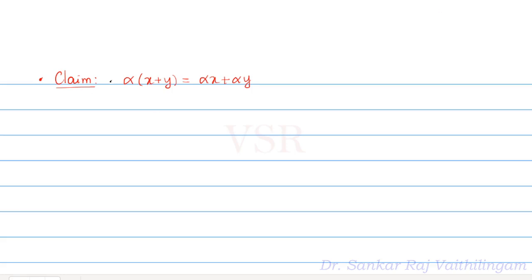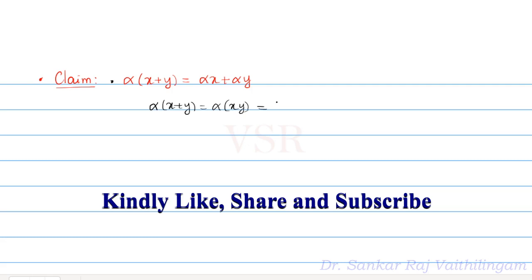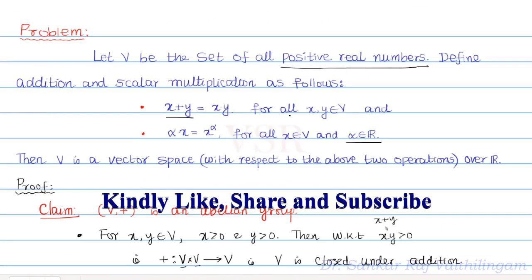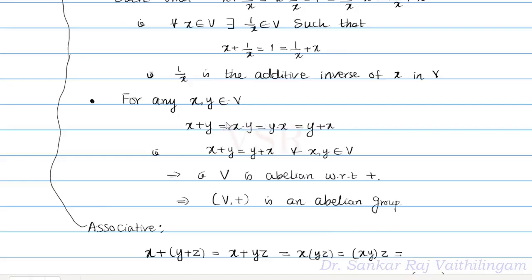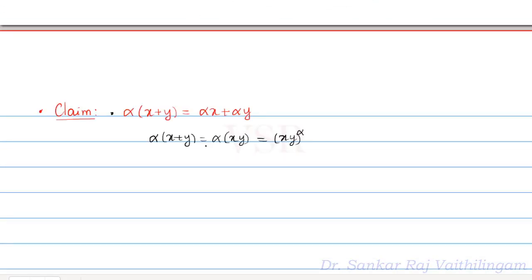This is the first part. So we need alpha of x plus y, which is equal to what? Alpha of x into y. Okay, with the definition, this is x into y the whole power alpha. That is how we have defined scalar multiplication: alpha of x is equal to x to the power alpha. So what I get here is alpha of xy, which is equal to xy the whole power alpha. This I can rewrite as x to the power alpha into y to the power alpha.